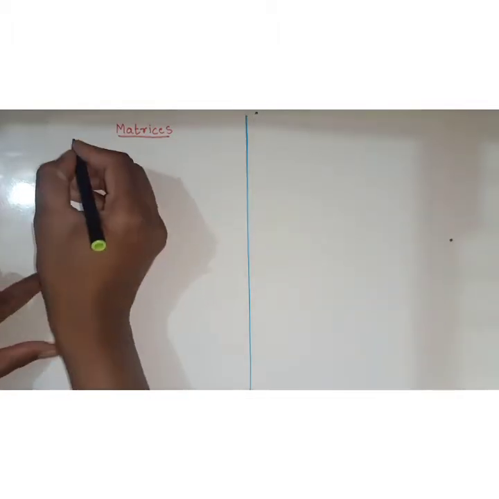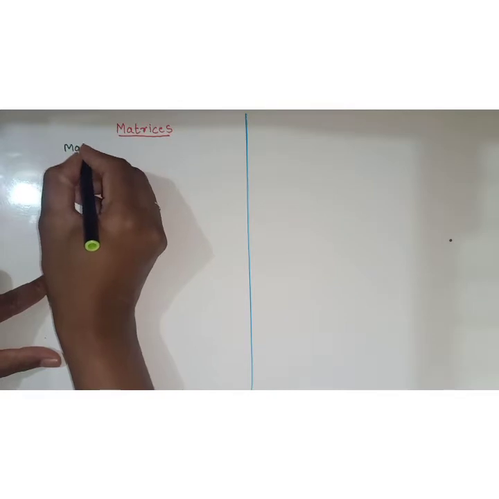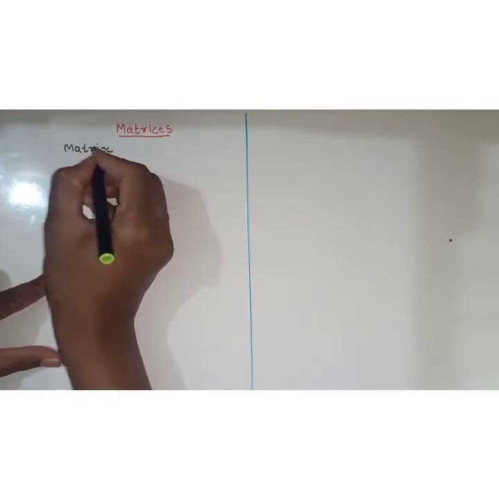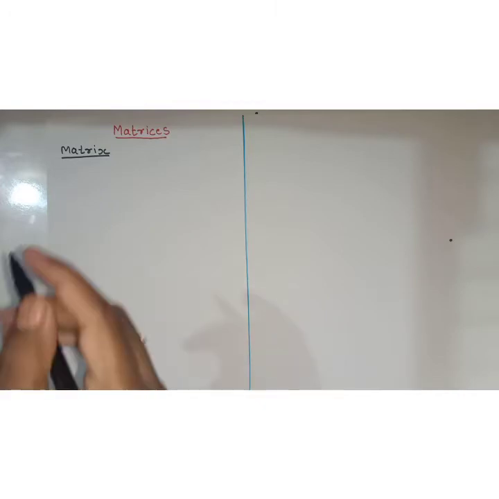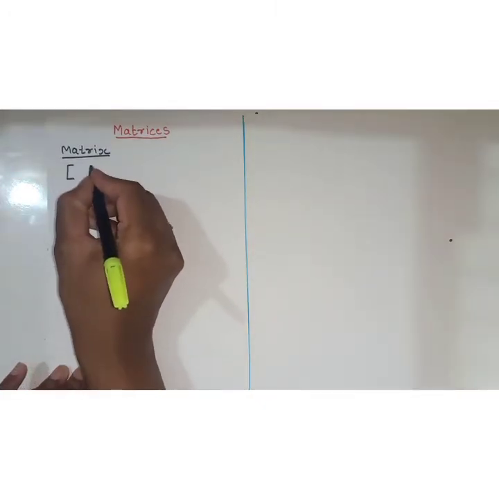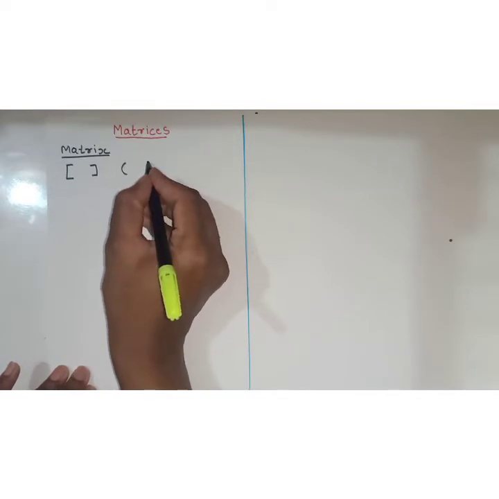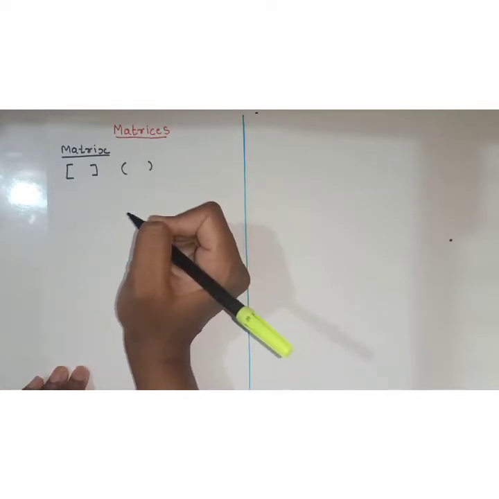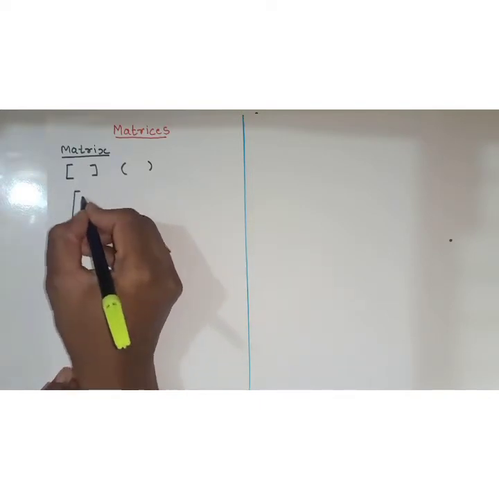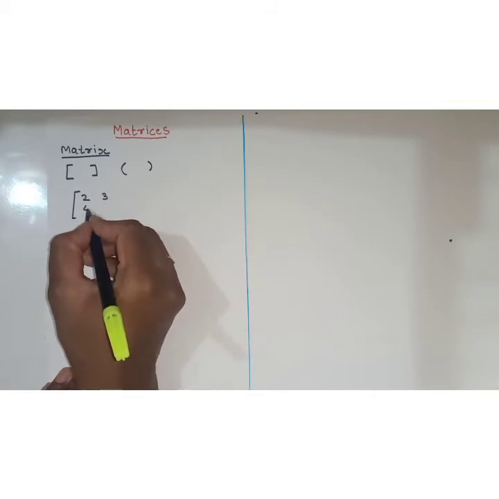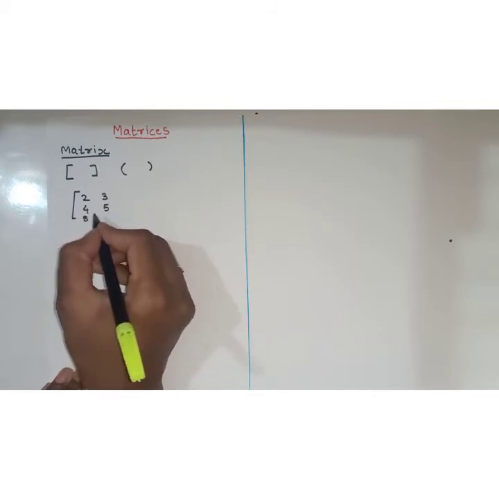A matrix is a rectangular arrangement of numbers. We are arranging them vertically and horizontally, and we write them inside brackets or parentheses. Here you just see this example: 2, 3, 4, 5, 8, 9.